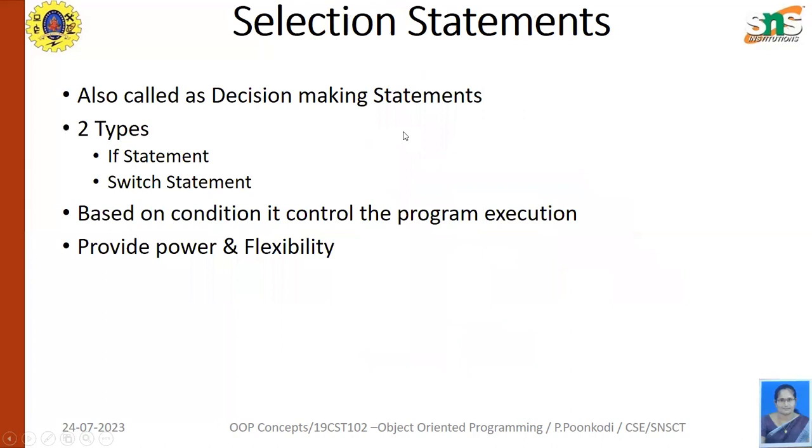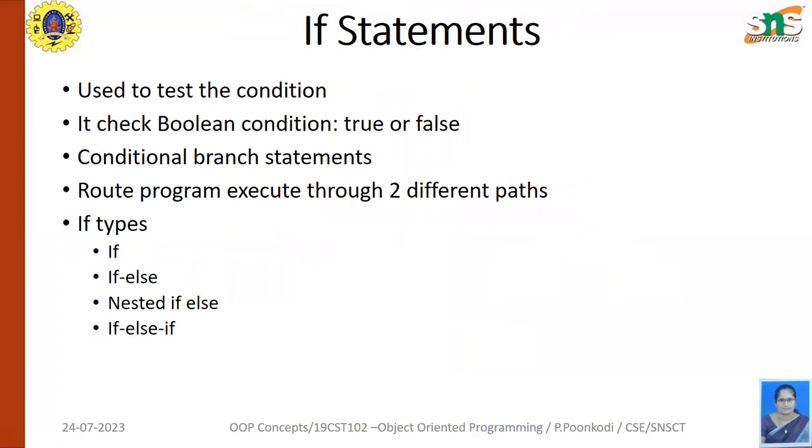First, we will proceed with the selection statement. The selection statement is also called decision-making statements. It has two types: if statement and switch statement. If-related programs use if conditions, and then switch conditions. Based on the condition, it controls your program execution. Basically, this selection statement is used in our programming language to provide power and flexibility.